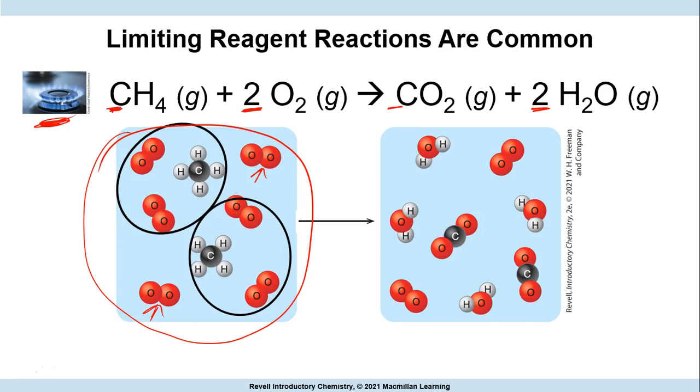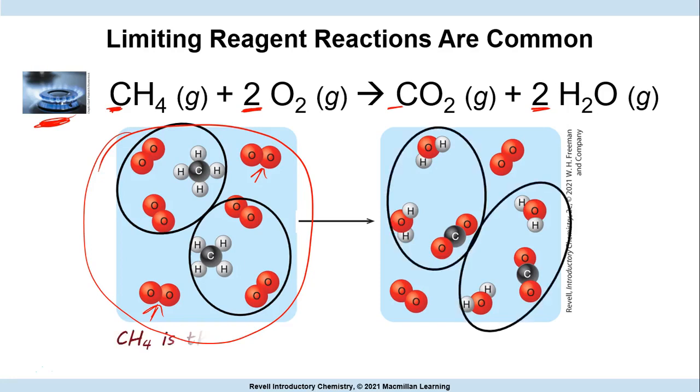That is why when you are cooking, immediately your gas, which is methane, once it runs out, the fire goes off. So methane is the limiting reagent and oxygen is called the excess reagent.